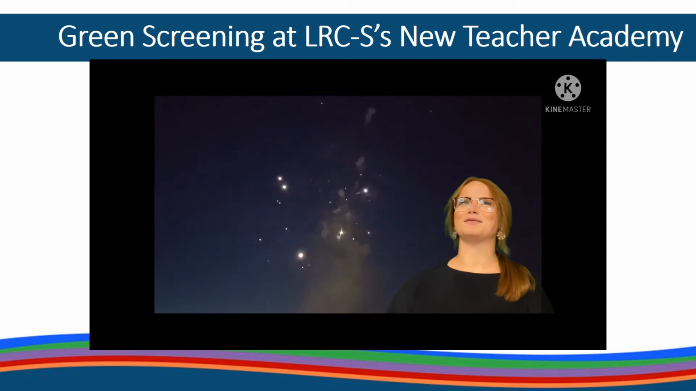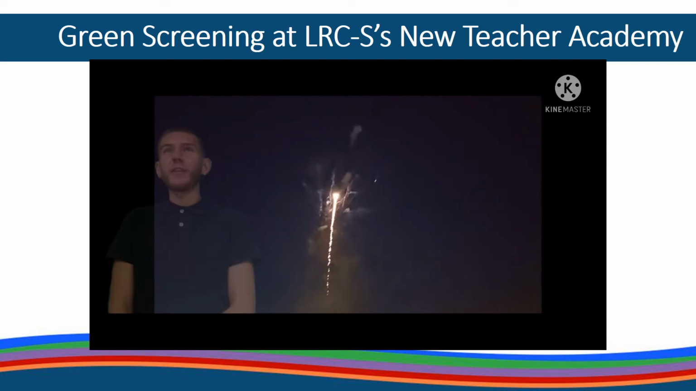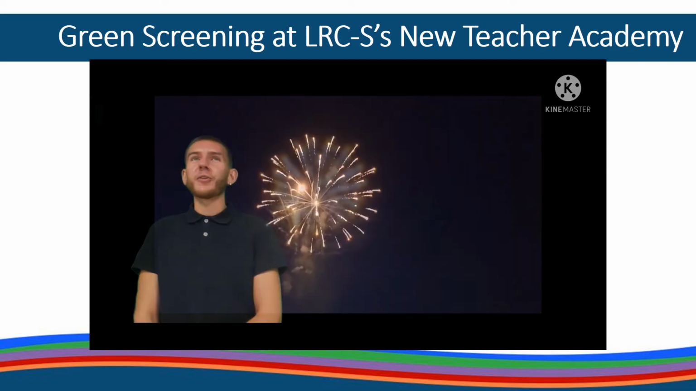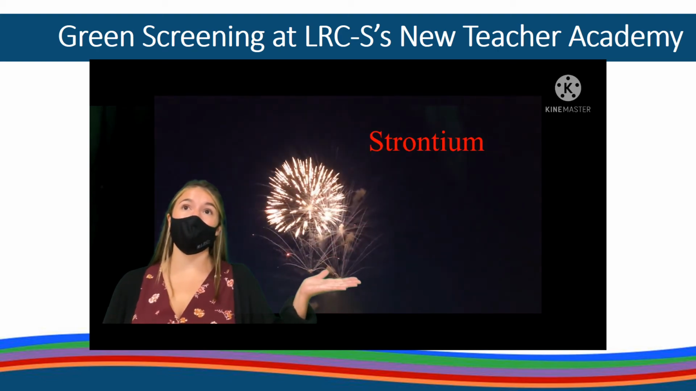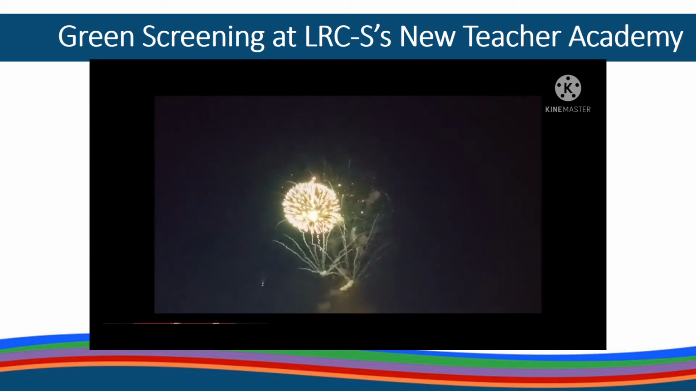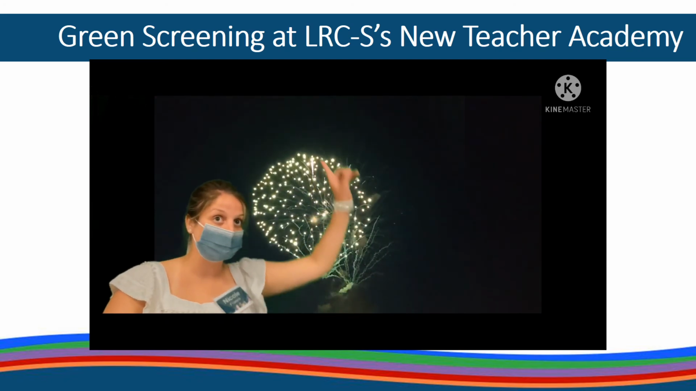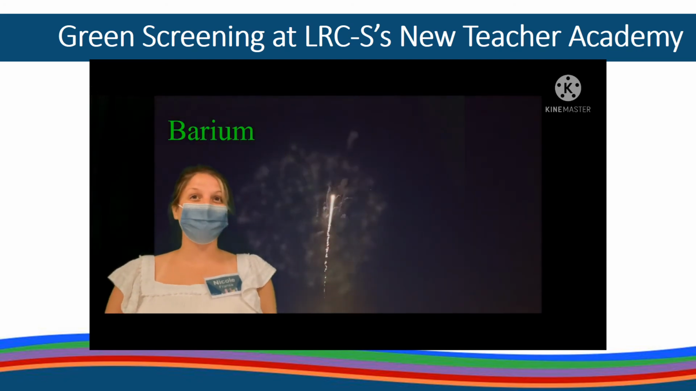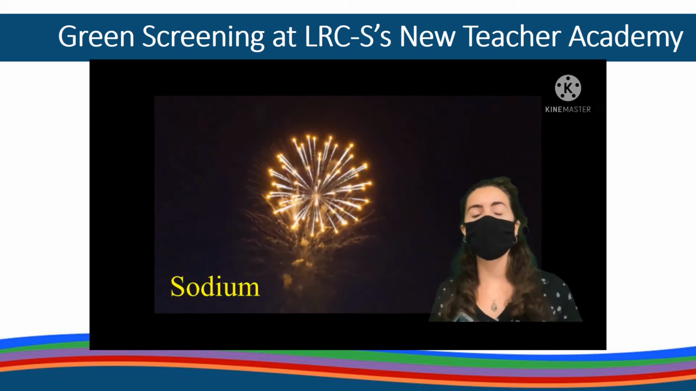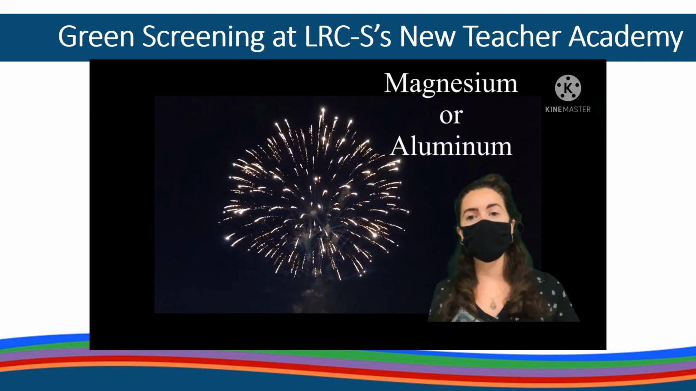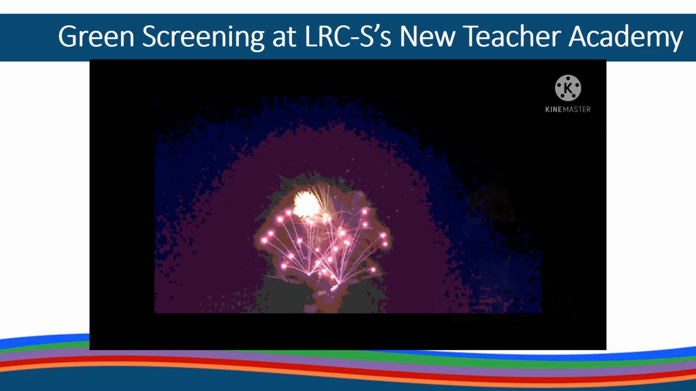Fireworks are an example of the flame tests in chemistry. Flame tests are used to show the presence of certain elements. For example, the red you see here happens when strontium is burned. And this green indicates the presence of barium. Yellow shows sodium, and white indicates that either magnesium or aluminum are in the fireworks.